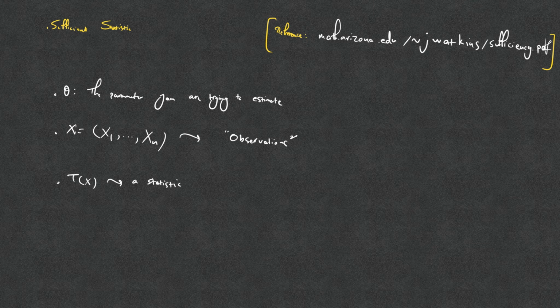Now, T of x, or a function of this random sample, gives you a value. Any function of this random sample is a statistic. Now let's see, what does sufficient statistic mean?